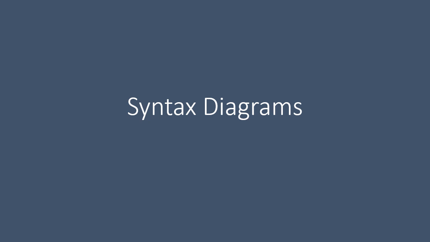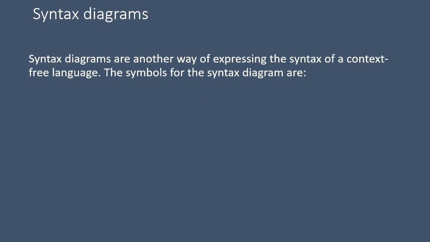We're going to explore syntax diagrams in context-free languages. Now, syntax diagrams are another way of expressing the production rules that we have, for example, within Backus-Naur form. And the symbols for the syntax diagrams are given here, where we have terminal symbols that are represented by ovals.